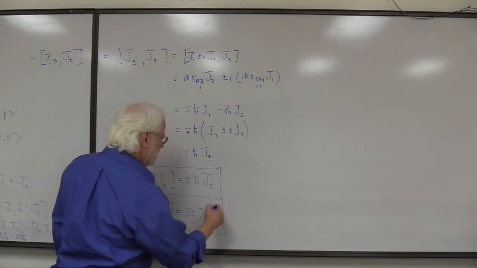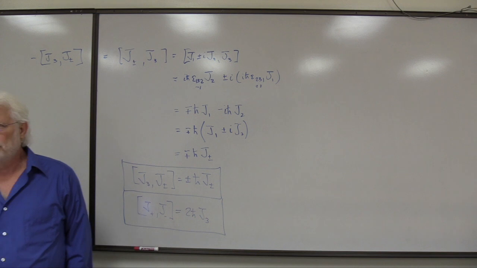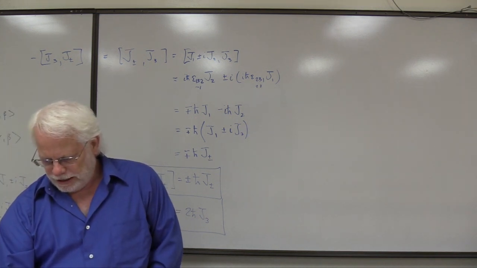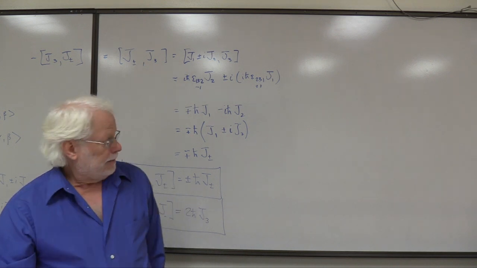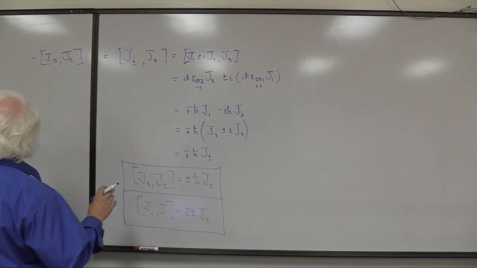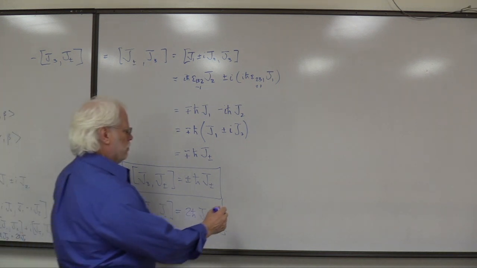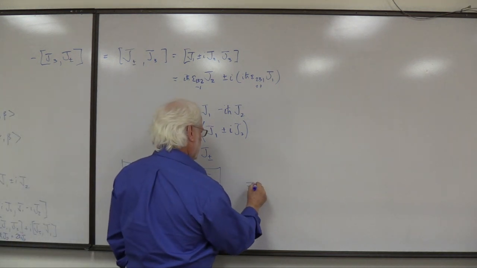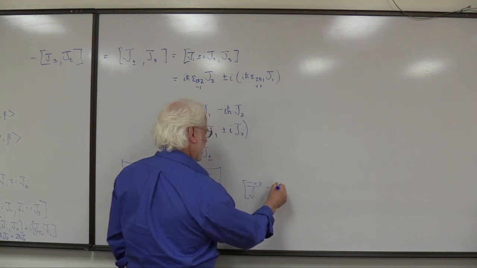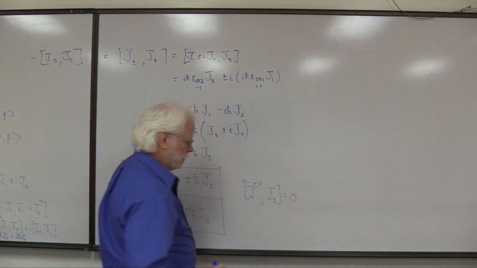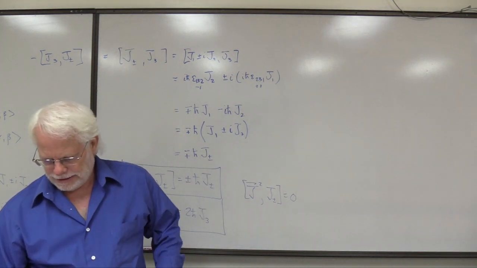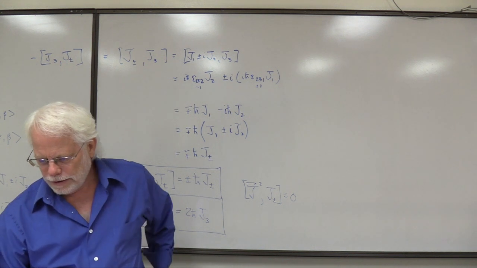So this is simply a different way of writing the same Lie algebra. We've taken some linear combinations. It's just a different basis. And then, recalling that J squared commutes with everything, we know that J squared will commute with both J plus and J minus.